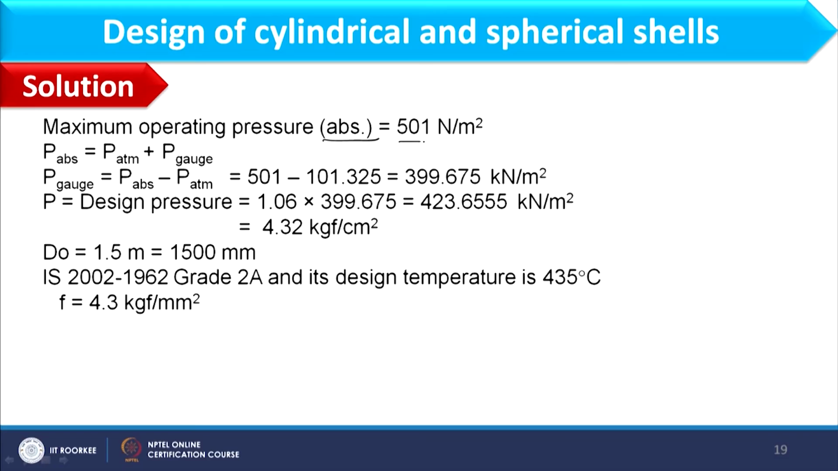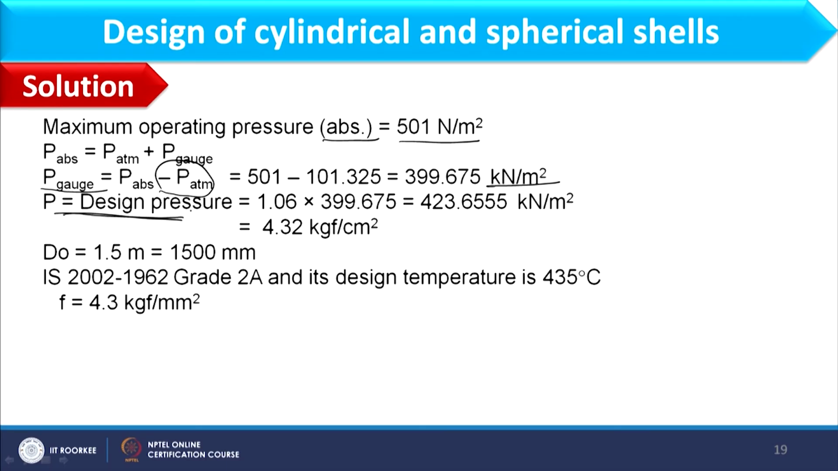So, here maximum operating pressure in absolute is given as 501. First of all, we will convert this into gauge by deducting atmospheric pressure from the absolute. So, here we have 501 minus 101.325. So, 399.675 kilonewton per meter square is the maximum working gauge pressure internal.